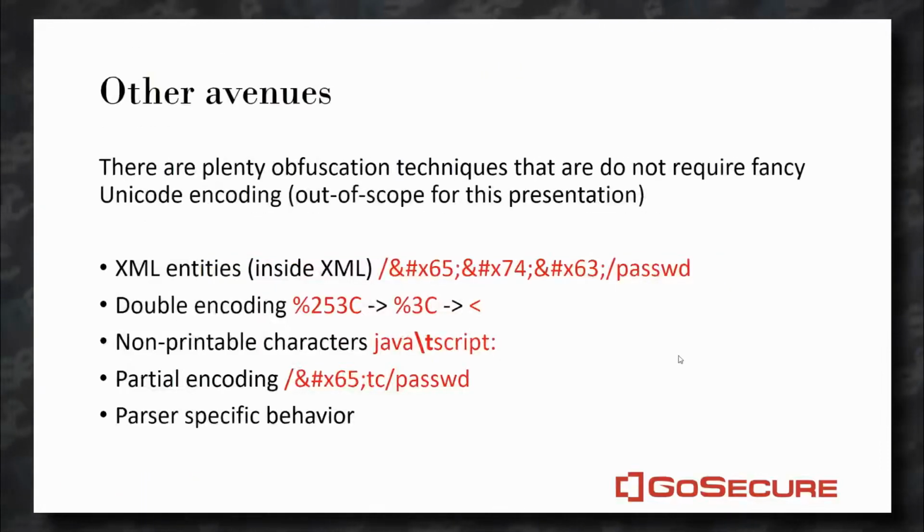I need to quickly mention that while UTF-16 can be a useful resource for bypassing filters, there might be easier ways with XML entities, double encoding, or non-printable characters, in the case of bypassing XSS for example, because browsers often truncate non-printable characters. It's maybe a bit out of scope, but I need to mention it because it's probably an easier avenue in most cases.